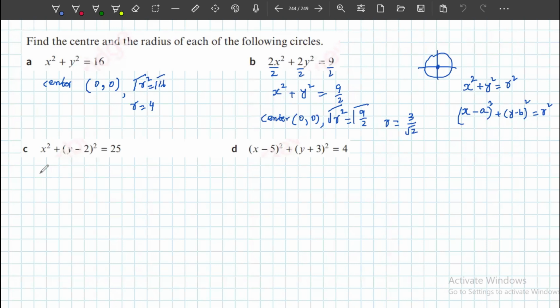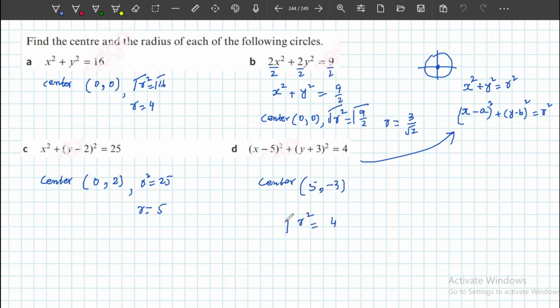If we move on to the next, question number C, here we can say that at 0, the x coordinate is 0, like it passes through the origin of x, and there is y minus 2, so we always write the opposite sign. So this is our center, and r square is equal to 25, that means r is equal to 5. And if we check the last one, this is exactly that form, which means our center is 5 comma minus 3 and radius r square equals 4. Once we take the square root, that gives us r is equal to 2.